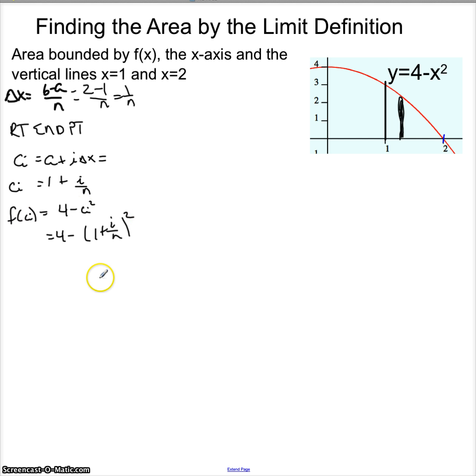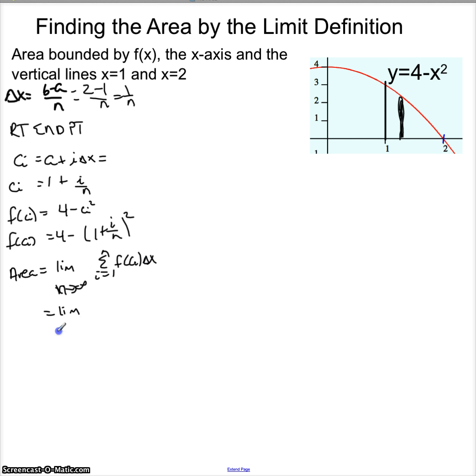Now again, you can do this later on, but I think it just makes it a little easier to do all of these up front. All right, so next thing you need to do, we've got everything nicely defined. The area equals the limit as n goes to infinity of the summation i equals 1 to n of f of c sub i delta x.